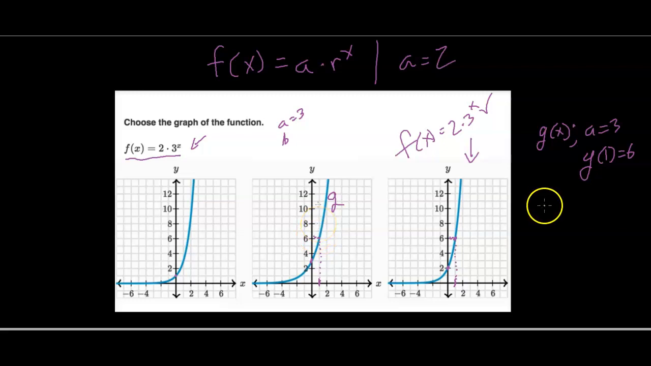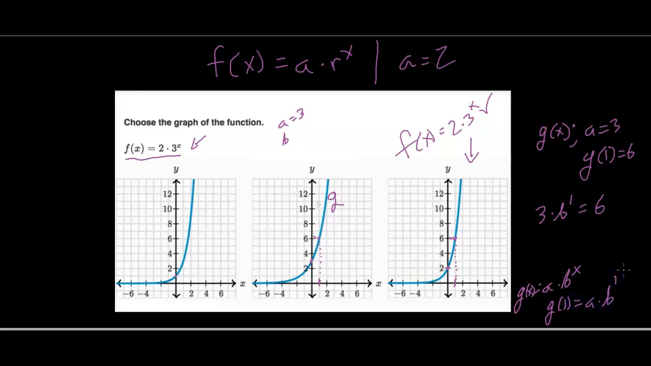Okay, so that means at g of 1, we're going to have 3 times b to the first power, right? And that's going to equal 6, right? Because, of course, this is an exponential function, so it's of the form a times b to the x power, right? That's g of x. And what's g of 1 in terms of the formula? That's a times b to the first power, right?